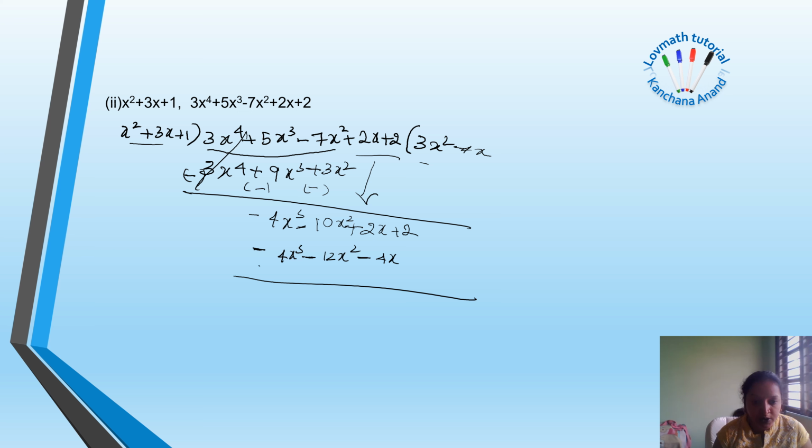Here minus 4x cube becomes plus 4x cube and minus 12x square becomes plus 12x square, and here also minus 4x becomes plus 4x. So minus 4x cube plus 4x cube is 0. That means both minus 4x cube and plus 4x cube get cancelled. Here minus 10x square plus 12x square is 2x square, and here minus 4x, plus 2x and plus 4x is plus 6x, and we'll write plus 2 as it is.